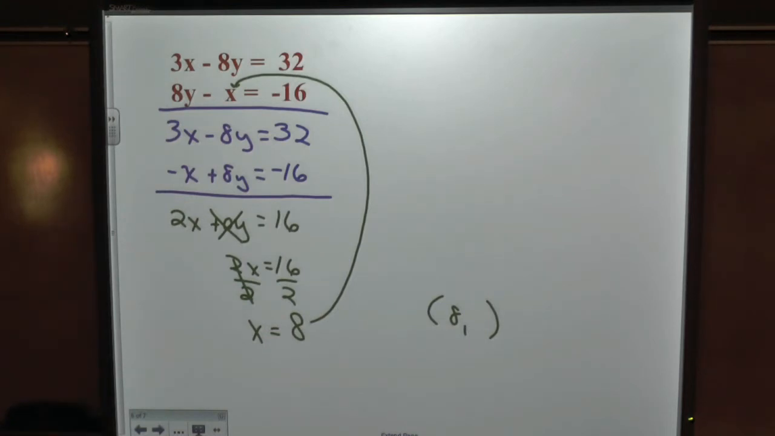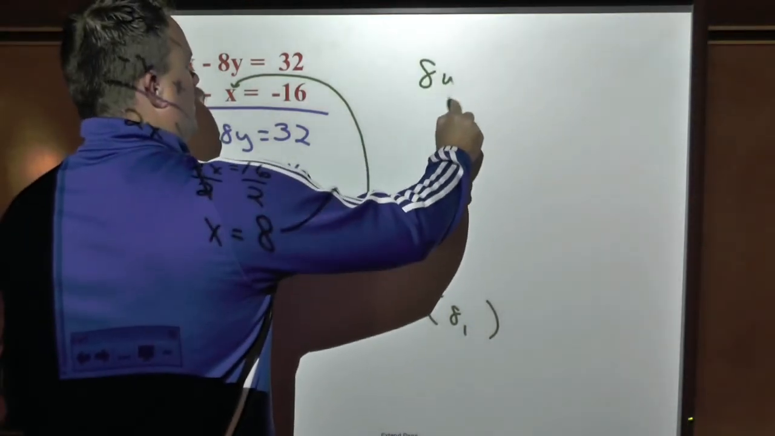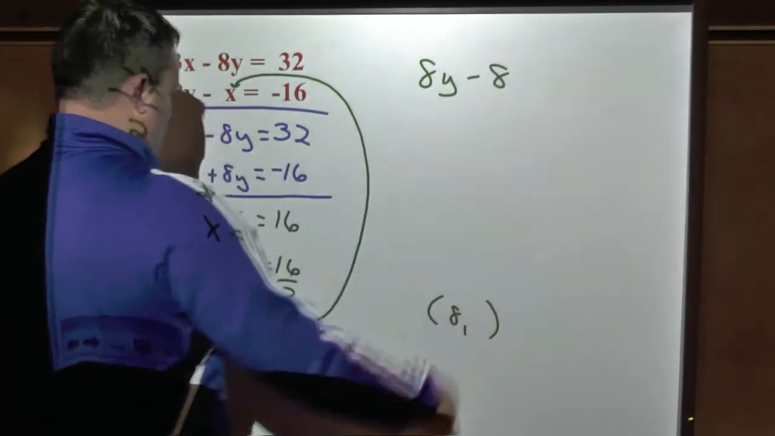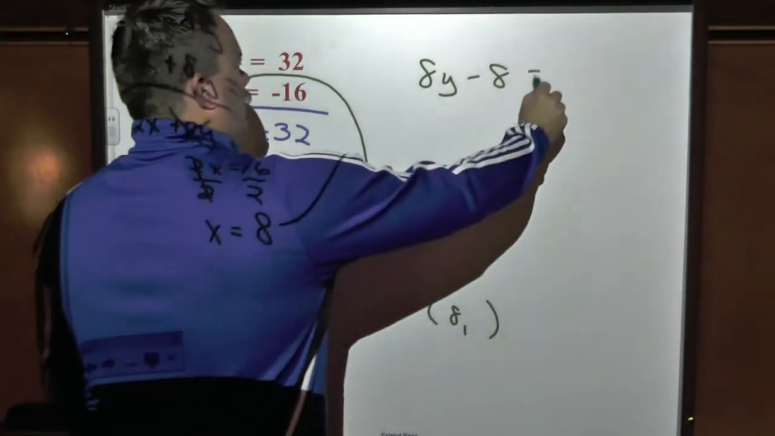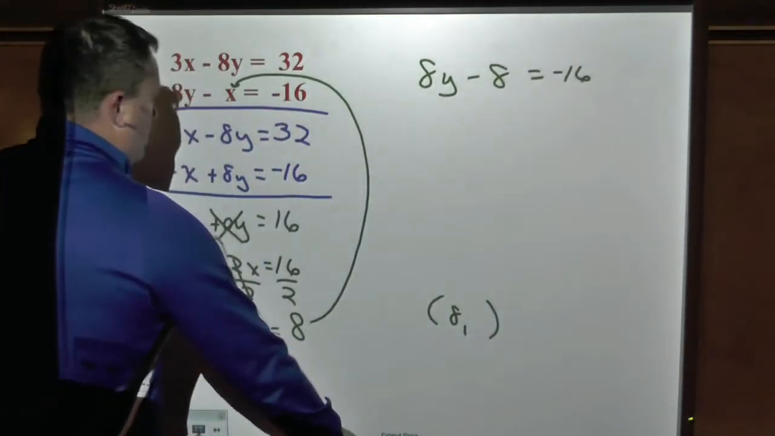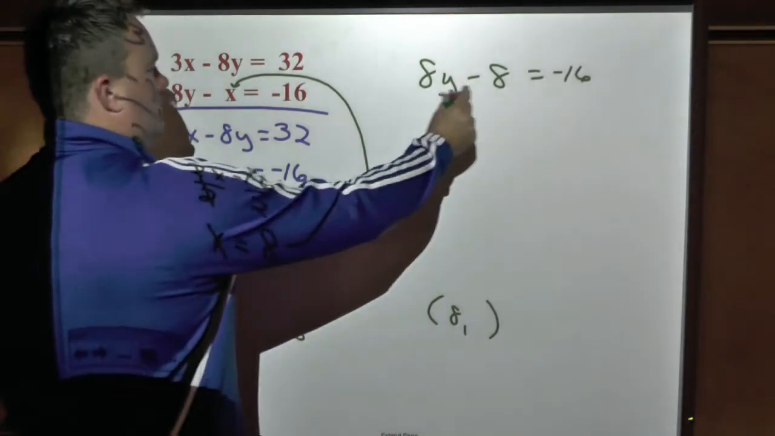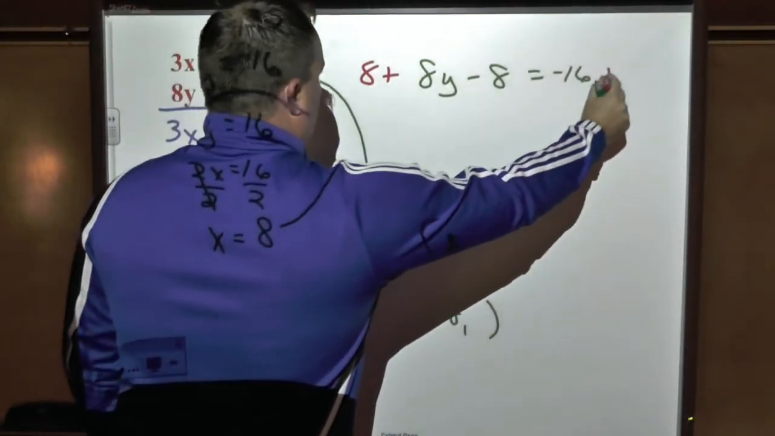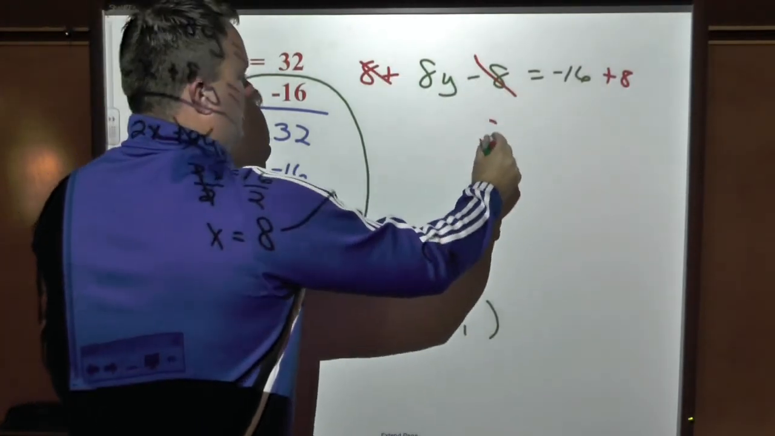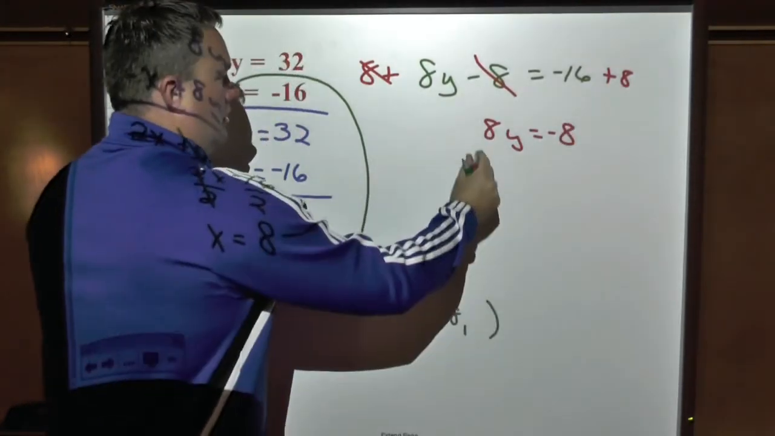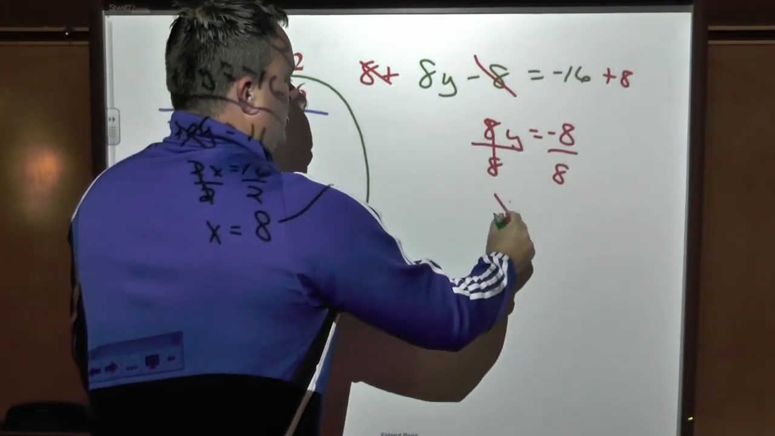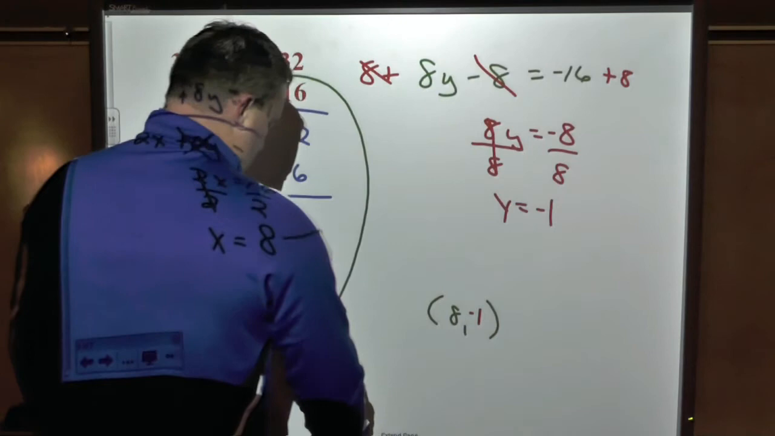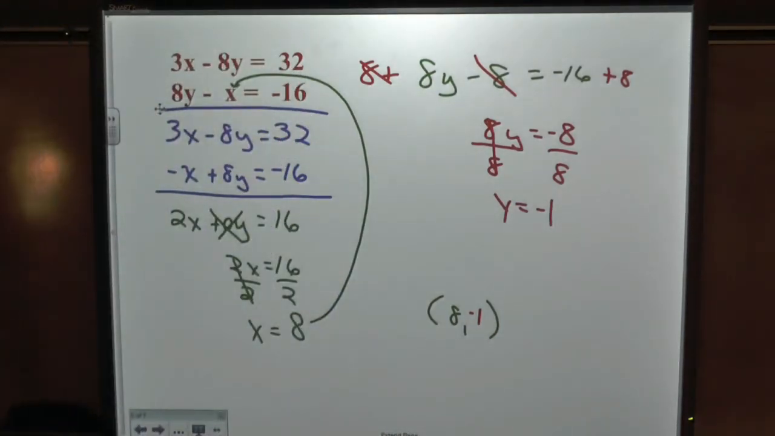When you go to plug it in, always use your original equations. That'll definitely help you out once you get into some of the tougher problems. So when I write this, 8y, and then the opposite of x, which is now an 8, so it's negative 8, equals negative 16. Two-step equation. Anything being added or subtracted as a variable, you're going to move first. So you're going to add the opposite of the 8 to both sides. That's 0, so you get 8y is equal to negative 8. Divide both sides by 8. y equals negative 1. So now, if you graph these two lines, they would intersect at the point (8, negative 1).